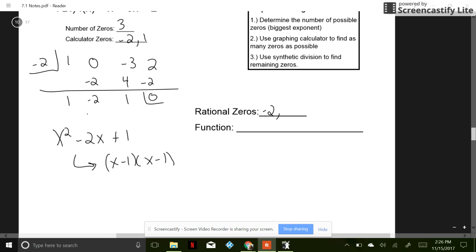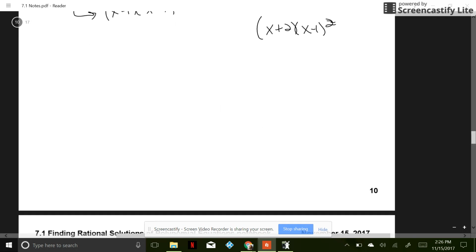So our rational zeros would be at -2, 1, and 1. So then our function is going to be x plus 2, x minus 1, x minus 1. Or you could write it x plus 2 and x minus 1 squared.